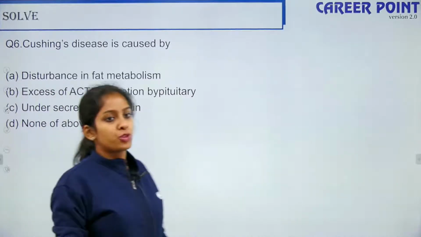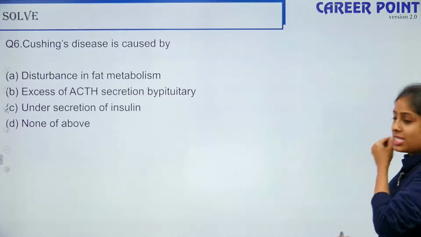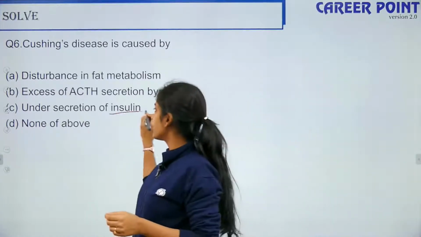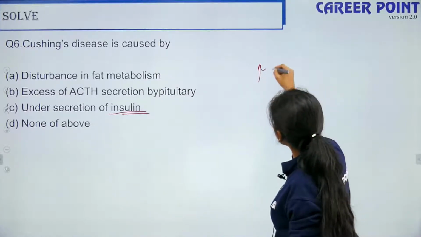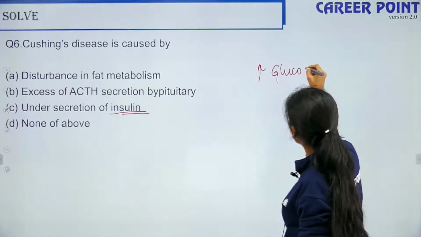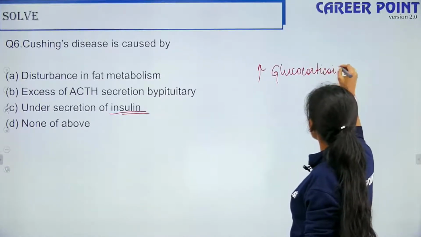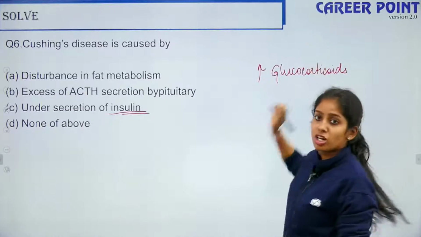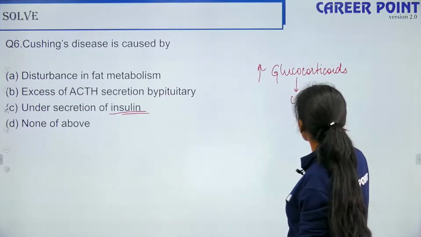Yes, tell me. So, Cushing's disease? See, no, insulin is not related to Cushing's disease. What I told you, when you have increased secretion of your glucocorticoids, which are a type of your adrenal cortex hormone, this leads to Cushing's disease.